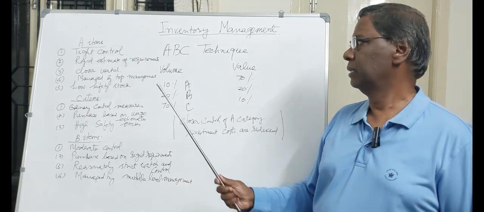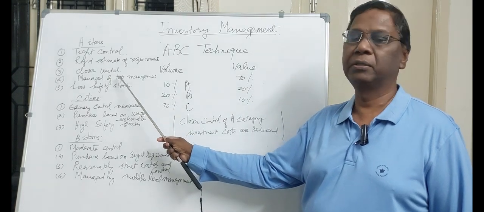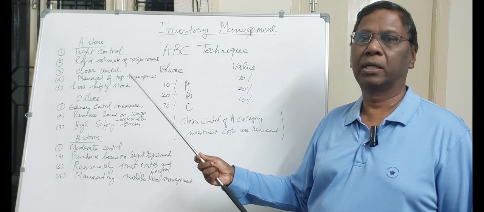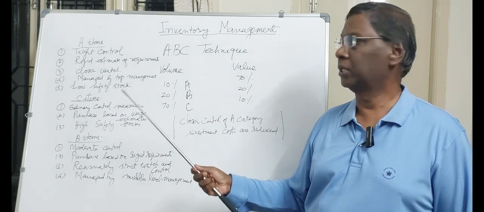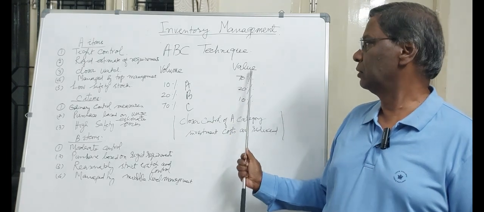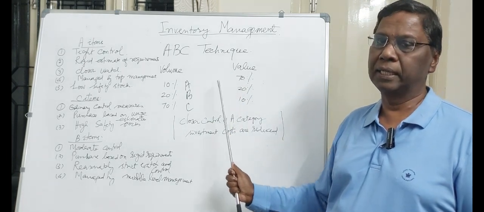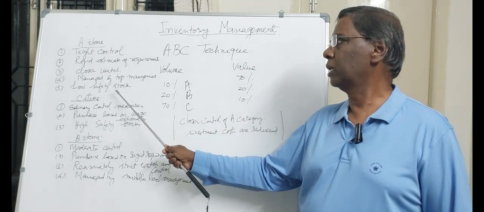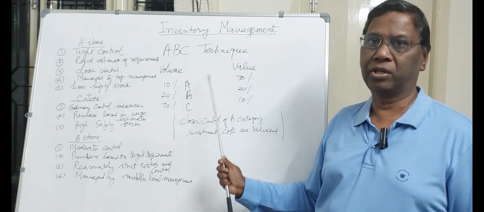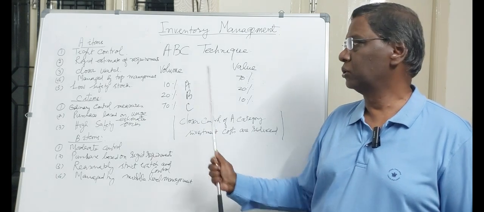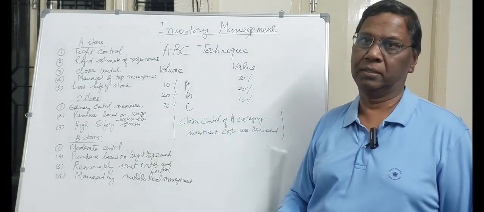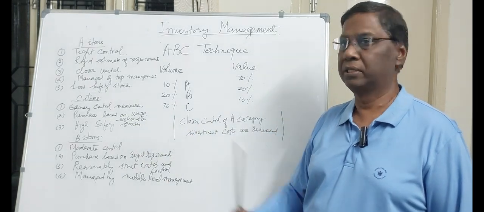Then it should be managed by top managers. You cannot delegate this to your accountant, gumasta or clerk, because it should be managed by top management, a responsible person, as it involves a huge amount of capital in this category. Then you cannot afford to have a huge safety stock, because it's a question of cost. Everything is a cost. You can afford to have only low safety stock.